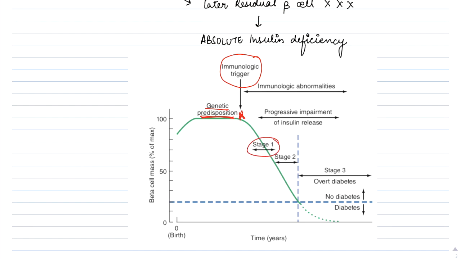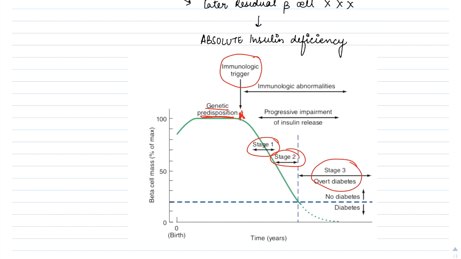Now, stage 1 is characterized by the development of 2 or more islet antibodies, but there is maintenance of normoglycemia, that is, the blood glucose levels are normal. Stage 2 is the continued autoimmunity and progressive development of dysglycemia. So stage 1 is autoimmunity, but the patient is euglycemic. In stage 2, however, the patient becomes dysglycemic. Stage 3 is the stage of overt diabetes, characterized by the development of hyperglycemia that exceeds the diagnostic criteria of diabetes.